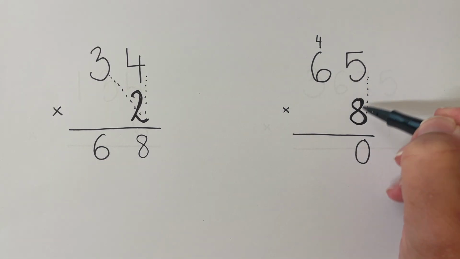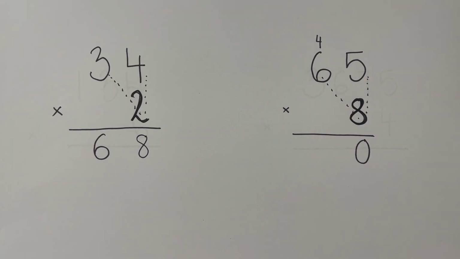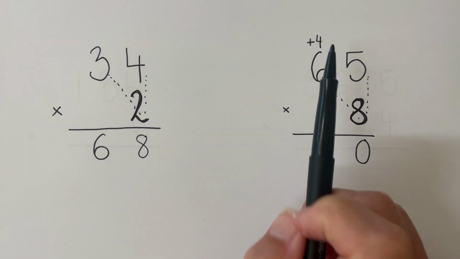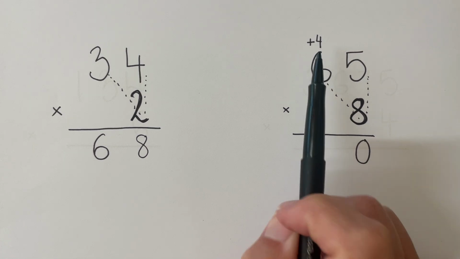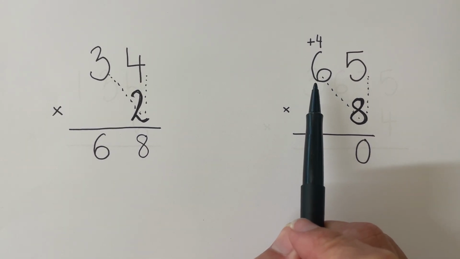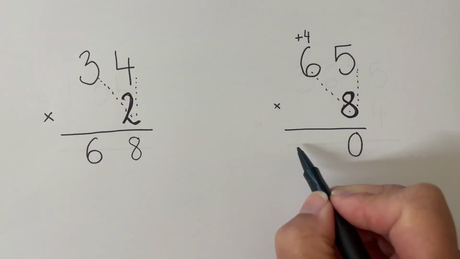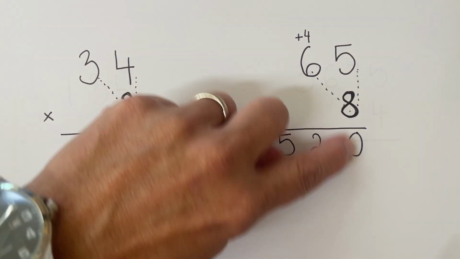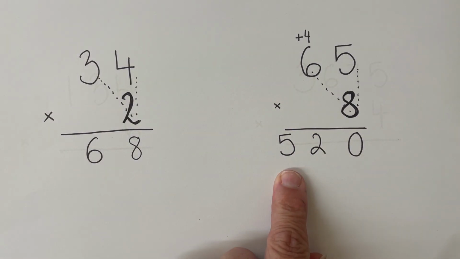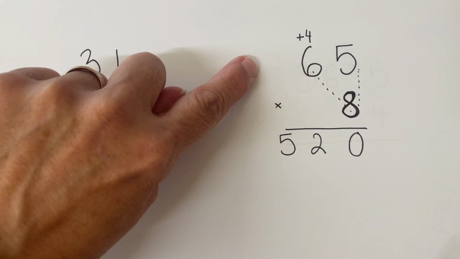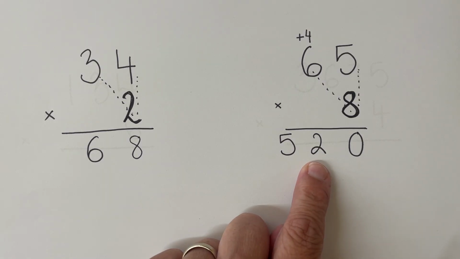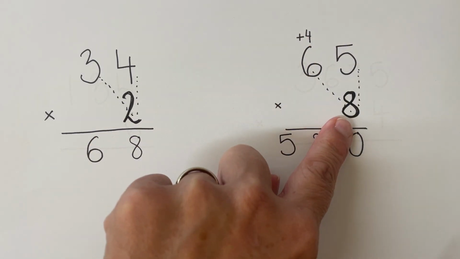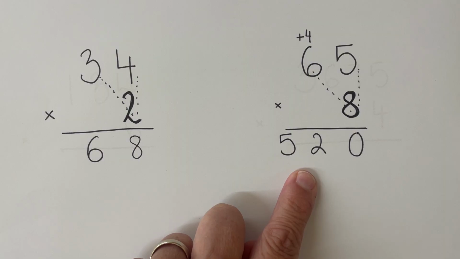We're going to do 8 times 6. 8 times 6 is 48. And then we're going to do 48 plus 4. We always add the number that you've carried over. So 8 times 6 is 48. 48 plus 4 is 52. And make sure that you've really lined up your numbers. Now, because 52 is the final answer and you don't have any more numbers to multiply by, you just put the 52 at the bottom. So the answer is 65 times 8 is 520.